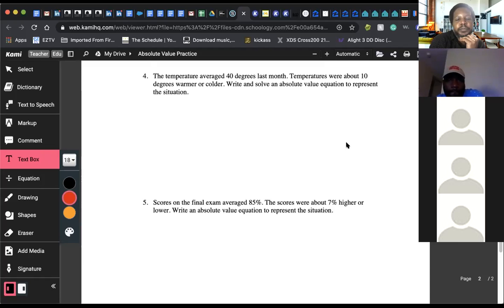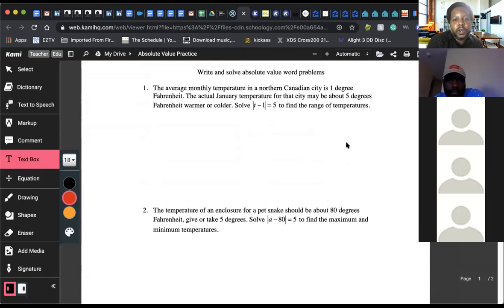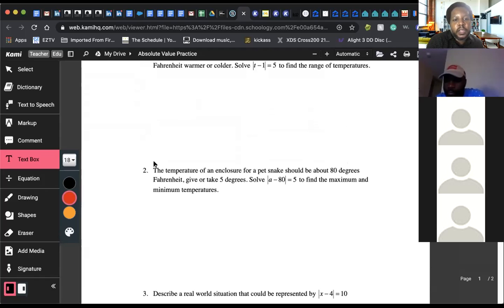That means we're going to use less than or equal to. Right, this right-hand side, absolute value less than or equal to, represents the solution. Okay, so can I use any value at the front? You can use any variable you want, but let's look back at one we did before. Number 2 says the temperature of the enclosure should be about 80 degrees, and you give or take 5 degrees, right?